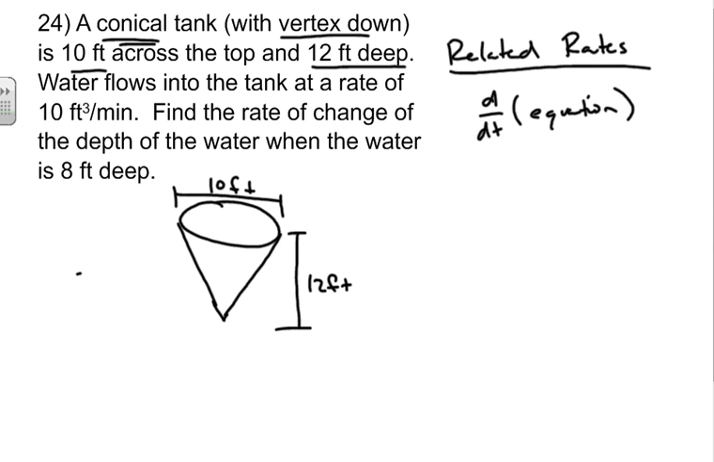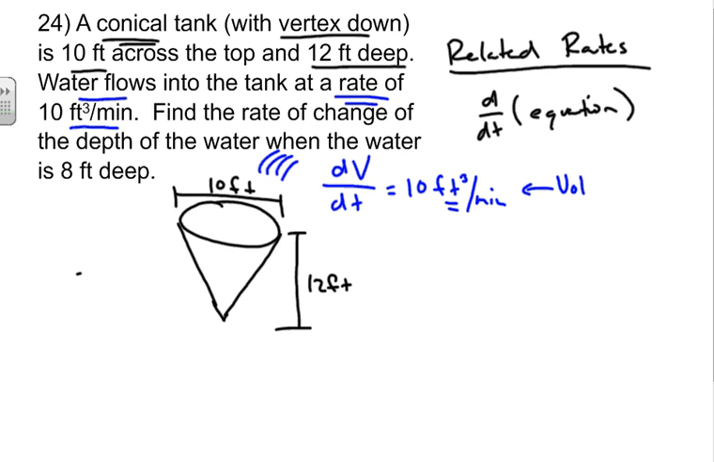The water flows into the tank at a rate of 10 feet cubed per minute. So water is flowing into this tank, and I'll draw it in blue. This is a rate. When we talk about rates, we are going to talk about d over dt, so something changes over time. Since it's 10 feet cubed per minute, we know this is going to be a volume. So this is referring to the volume of water flowing in.